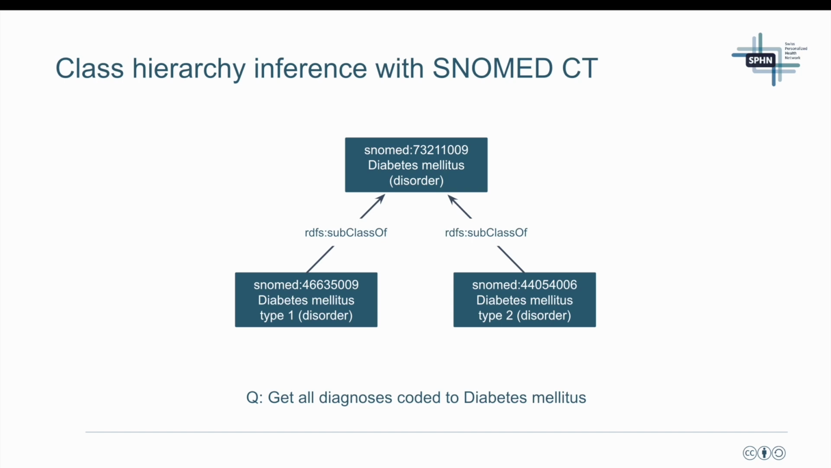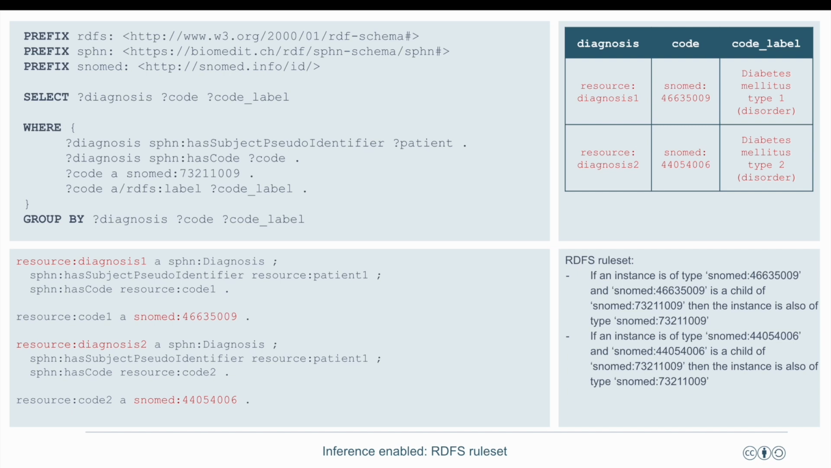A more contextual example would be leveraging class inheritance with SNOMED-CT. In SNOMED-CT, we have a diabetes mellitus disorder concept and two child concepts, diabetes mellitus type 1 and type 2. And our query is to get all diagnoses coded to diabetes mellitus regardless of the type. Now here the query on the top left gets a diagnosis, the patient associated to the diagnosis, and the code associated to the diagnosis. And we constrain the code to be the diabetes mellitus concept from SNOMED-CT.